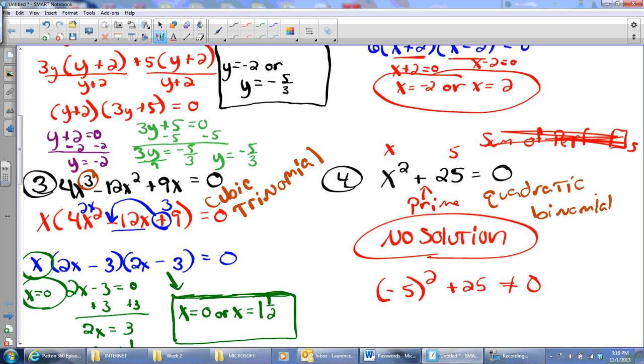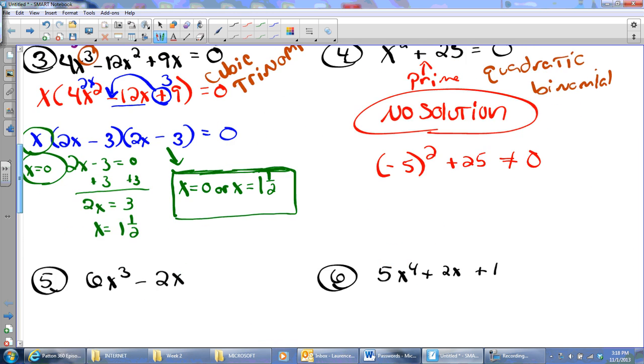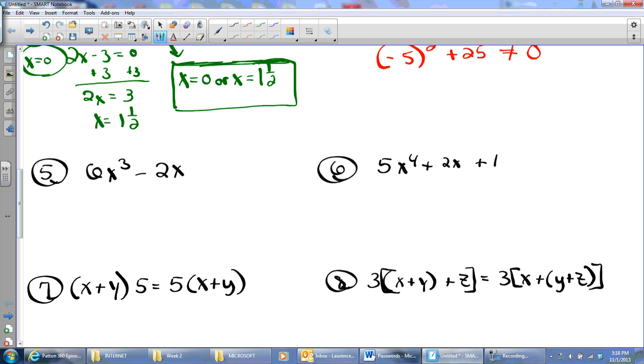There you go. All right. Well, number 5 and number 6, your job is just to name them. Go ahead and pause the video, see if you can. If you're still watching, here come my names. This would be a cubic binomial, and this one will be a quartic trinomial.